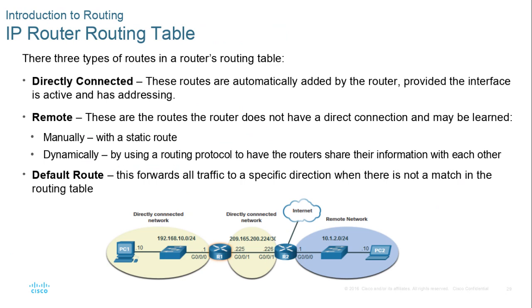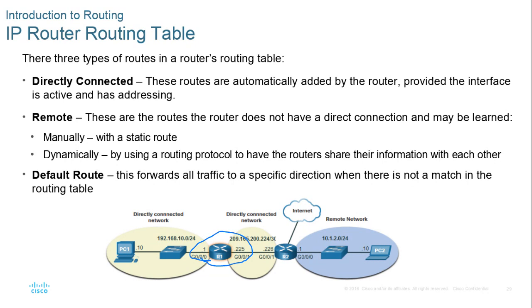Now, looking at the routing table in a Cisco router, there are 3 types of entries. A directly connected route is one that's on that router. Looking at router R1, he has 2 directly connected interfaces, G0/0 and G0/1. By virtue of the fact that you configured the IP addresses on those and did the no shutdown command, they're going to appear in the routing table, automatically added by the router. You don't have to do any static routing at all.